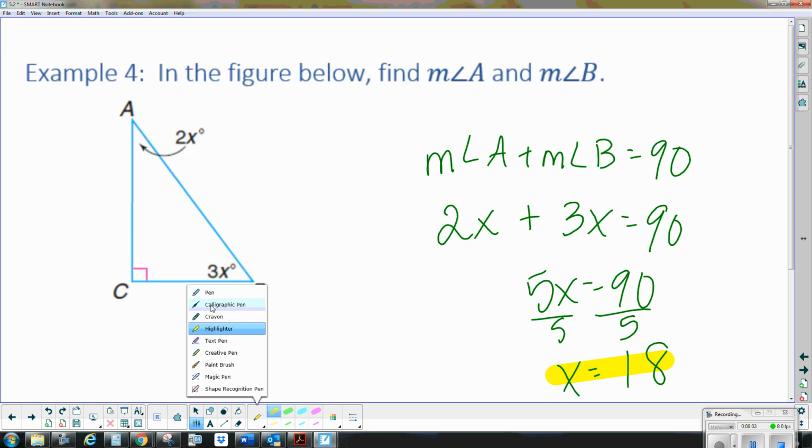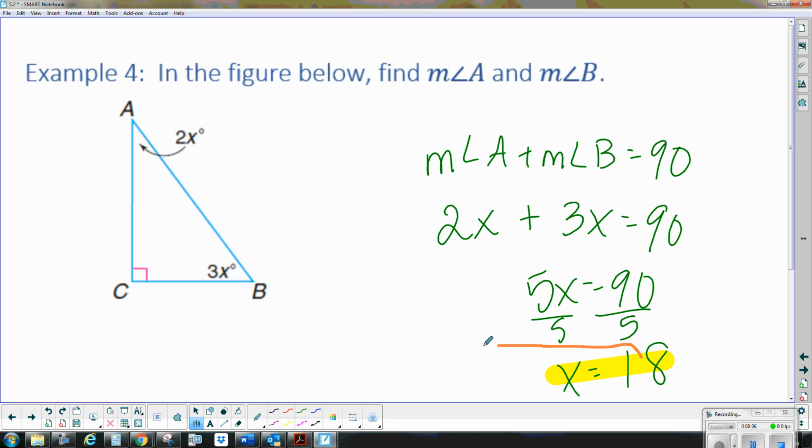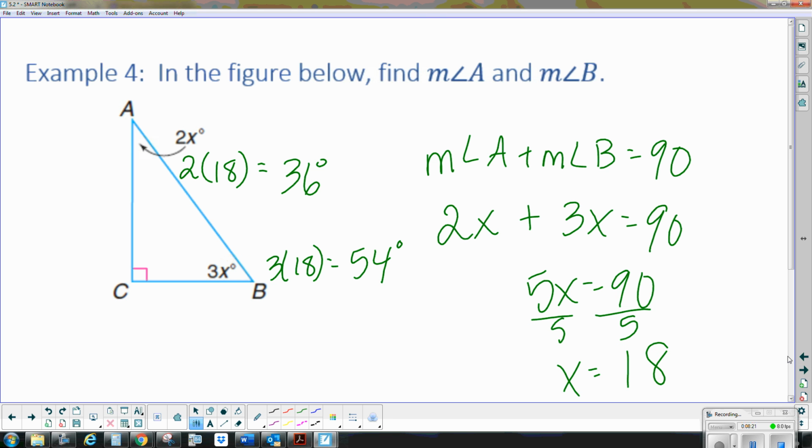So now I can take this value of 18 for x and substitute it in for my x value in each of these. So I'm going to go ahead and plug in 18 for x to find the measure of angle A. And I get 2 times 18 is equal to 36. So I know that the measure of angle A is 36 degrees. And then when I plug in 18 for x in measure of angle B, I get 3 times 18, which is 54. So the measure of angle B is 54 degrees.